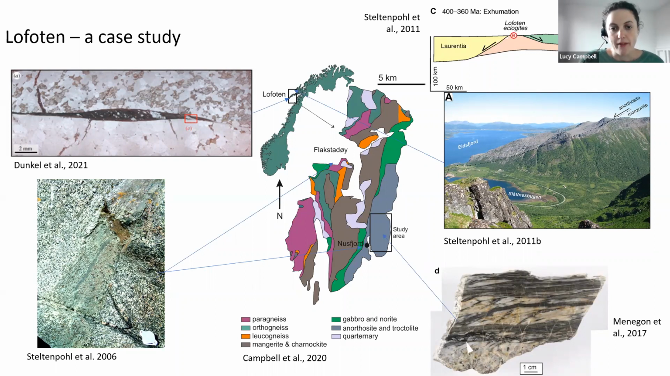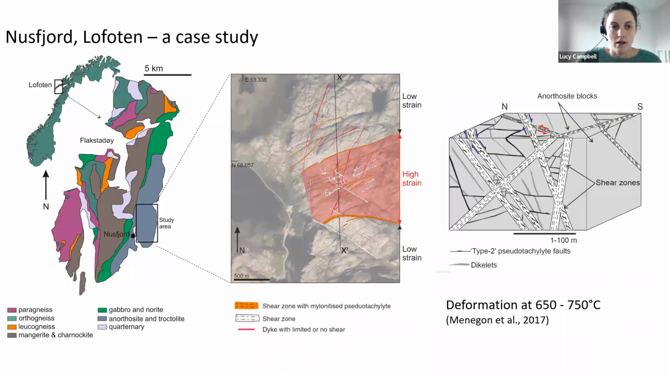So one of the islands where a lot of work has been done, including my own, is the island of Flakstadøy. And just to give you a little flavour of the lithology, there's lots of anorthosite, gabbros, and related mafic rocks of various flavours, but also some paragneisses as well. So looking at Flakstadøy, the study area where I've done most of my research with my colleagues is really in the anorthosite, and there's a lovely ridge of anorthosite in the southeast of the island near to the fishing village of Nusfjord.